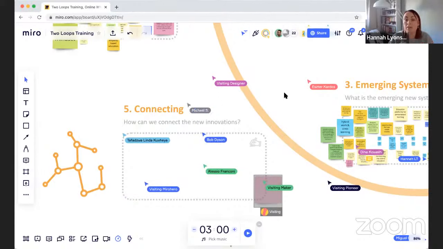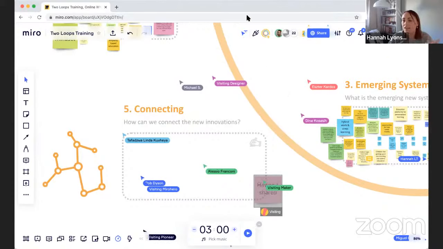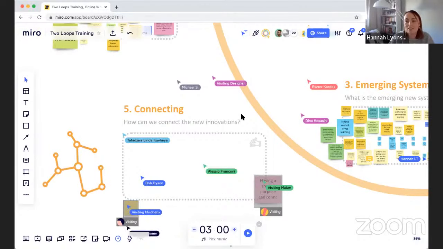So at this point, we want to ask ourselves, who are the communities that are coming together around the innovations and what needs to happen to connect them further? We might want to think of things like consortiums, groups that share resources. I'll leave it over to you.